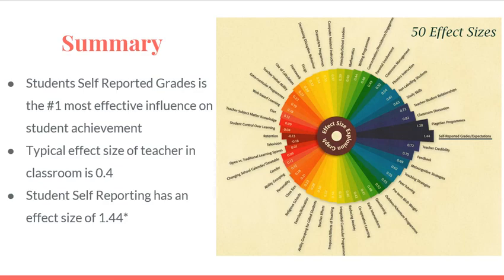The first thing we're going to discuss is how student self-reported grading is quantified. According to John Hattie's 2009 meta-study on visible learning, student self-reported grading is the number one most effective influence on student achievement. To give you some comparison, the typical effect size of an average teacher in an average classroom is 0.4. Student self-reported grading has an effect size of 1.44.